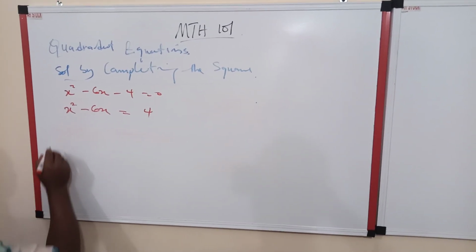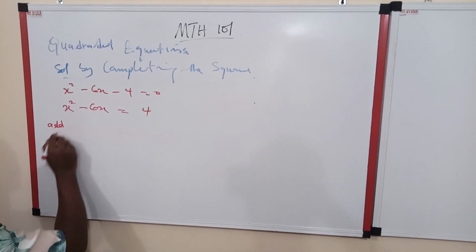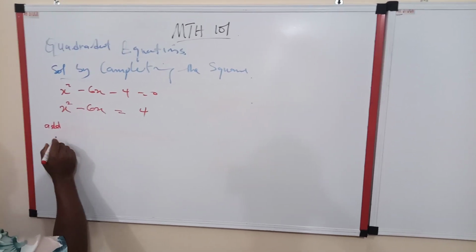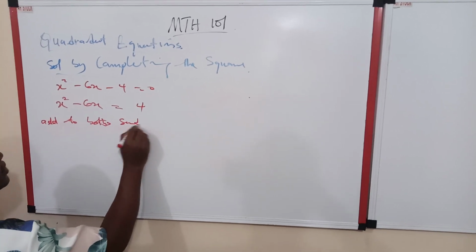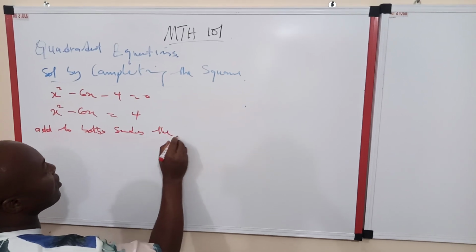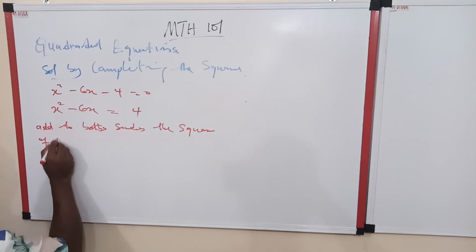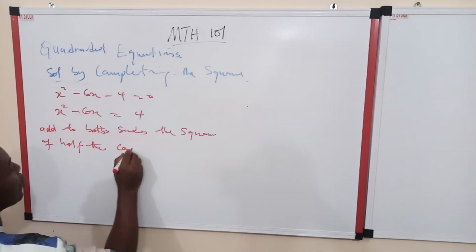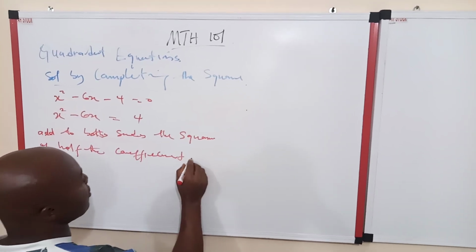Then next, I said we should add. I want everybody to take note. This is very tricky. Most people get confused at this point. Add to both sides of the equation the square of half the coefficient of x.